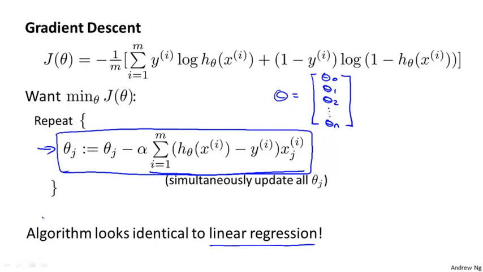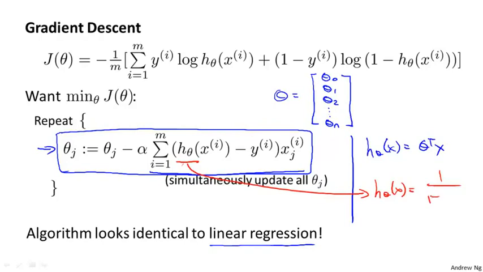So are linear regression and logistic regression different algorithms or not? This is resolved by observing that for logistic regression, what has changed is the definition of the hypothesis. Whereas for linear regression we had h of x equals theta transpose x, now the definition of h of x is instead 1 over 1 plus e to the negative theta transpose x. So even though the update rule looks cosmetically identical, because the definition of the hypothesis has changed, this is not the same thing as gradient descent for linear regression.